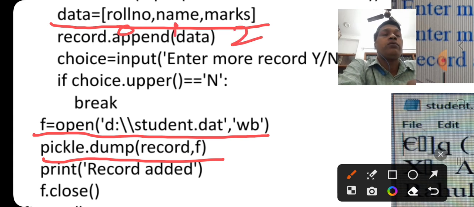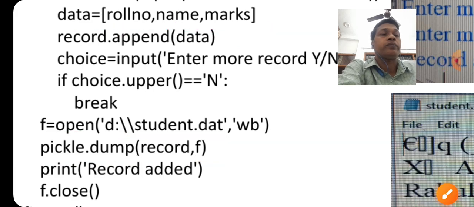This means when you pass 0, it refers to the roll number. When you pass 1, it will read the name field. When you pass 2, it will read the marks field.